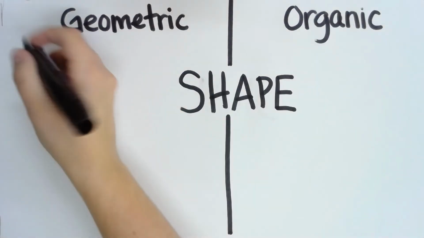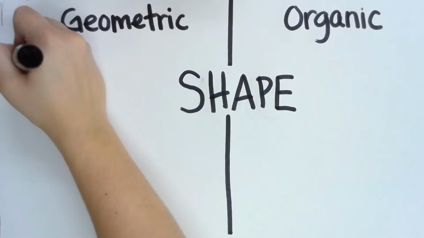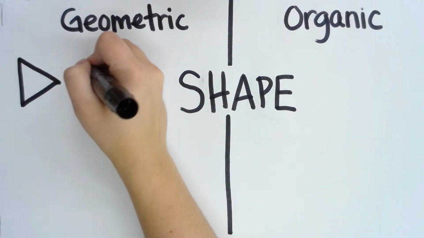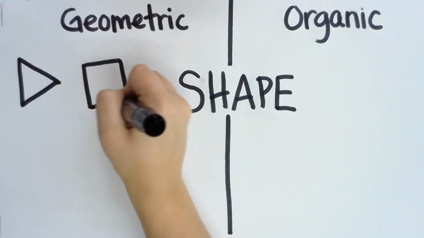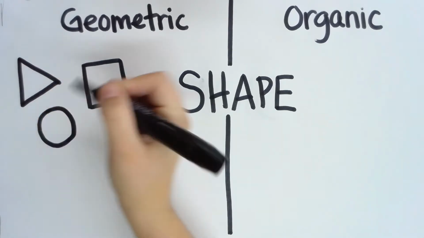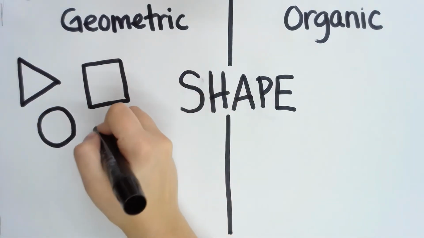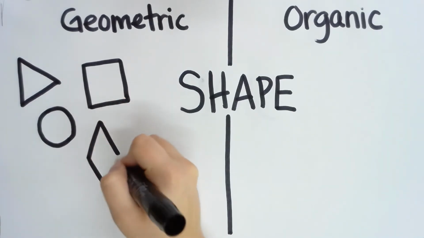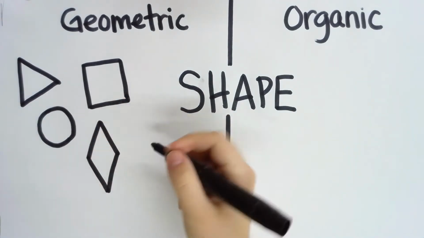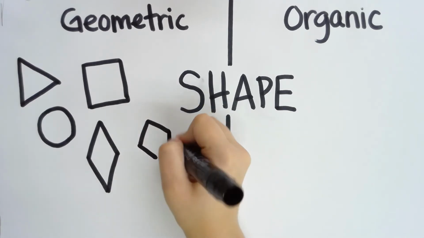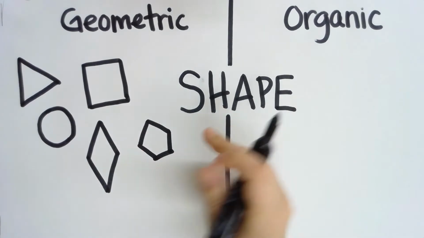Now, when we talk about our geometric shapes, basically we can sum that up as our math shapes. We got our triangles, we got our squares, we have our circles, and we have all those other shapes that we learn in math class. And now these are shapes in which math is used to create them, and also they have common names like a square or a rectangle or a pentagon.